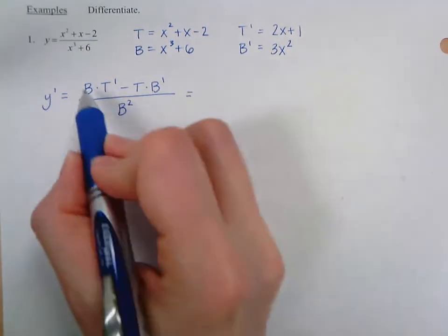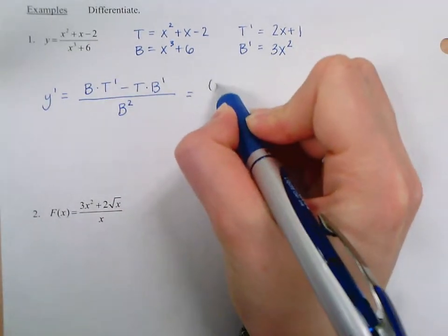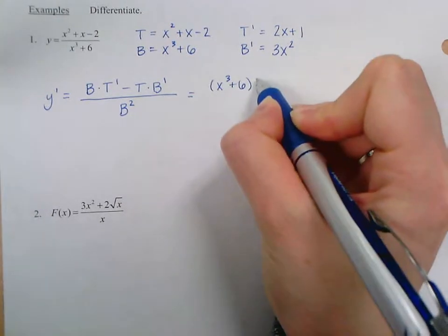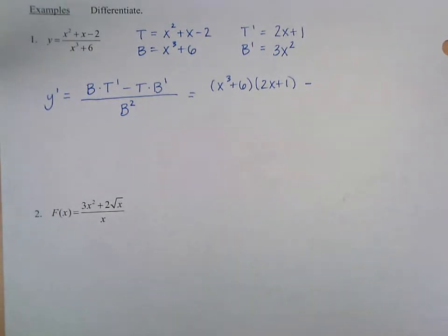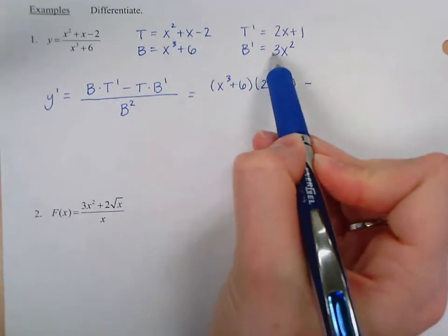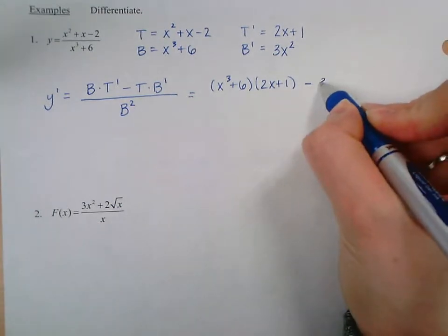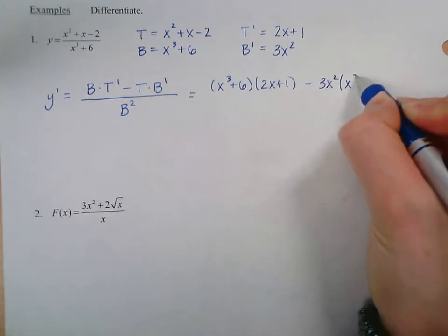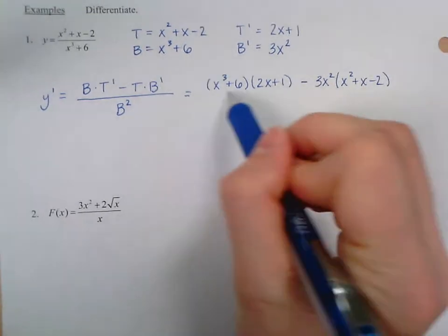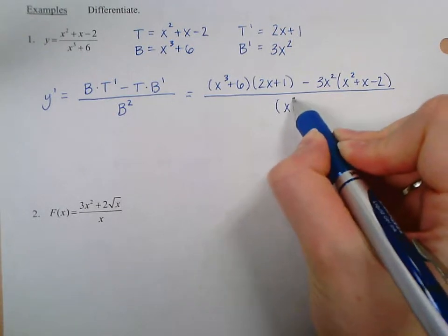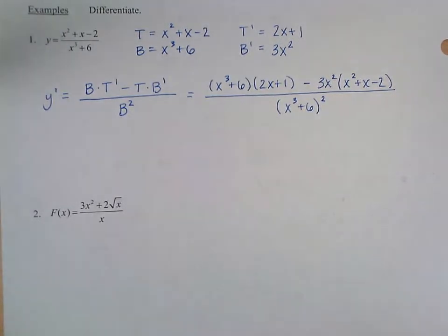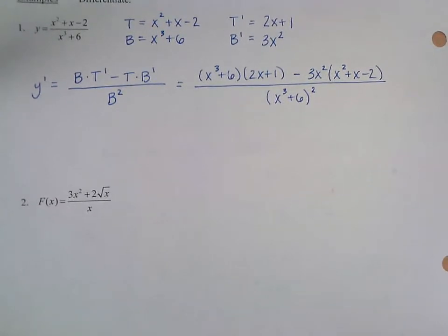So bottom times top prime is x cubed plus 6 times 2x plus 1. And then minus top times bottom prime. I'm going to write the bottom prime in front because it's one term. So 3x squared times x squared plus x minus 2. And that is all over the bottom squared. So the quantity x cubed plus 6 squared. That's just applying the quotient rule.